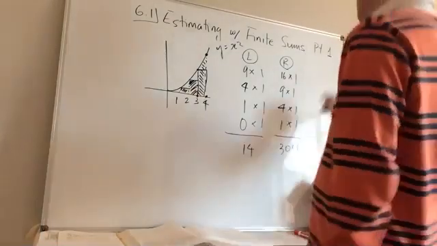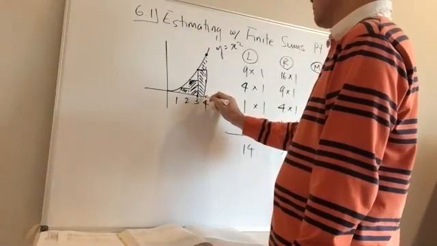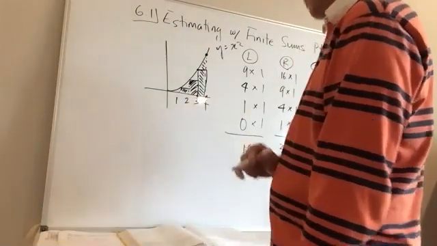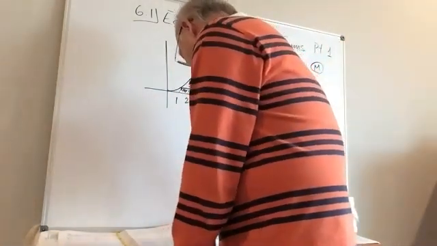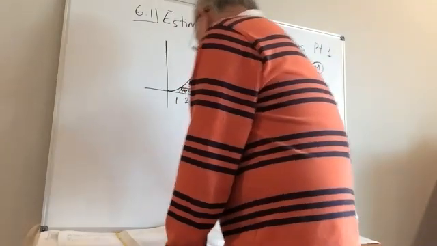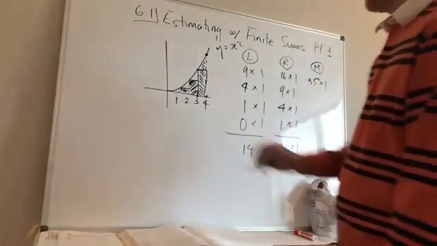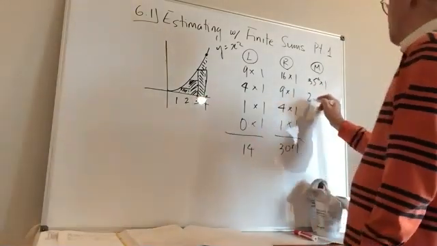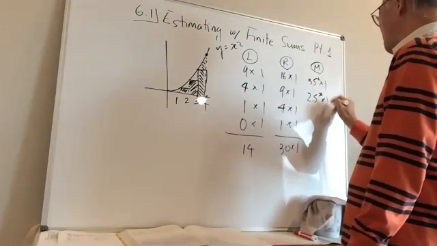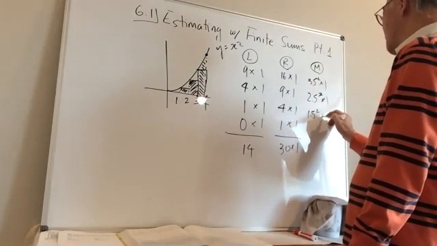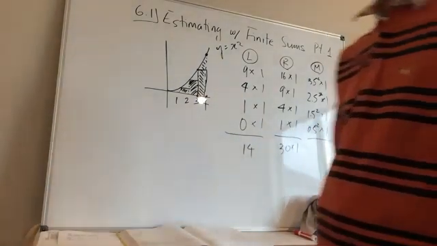Now also, I can use the midpoint. Okay, so let's do the midpoint here. What am I going to use there for the midpoint? 3.5. I'm going to use 3.5, so it's going to be 3.5 squared times 1. The next one's going to be 2.5 squared times 1, then 1.5 squared times 1, and 0.5 squared times 1. Anybody want to add that up for me?